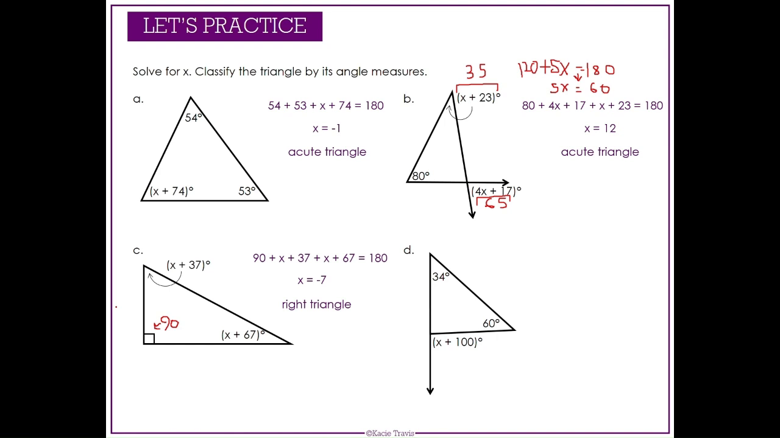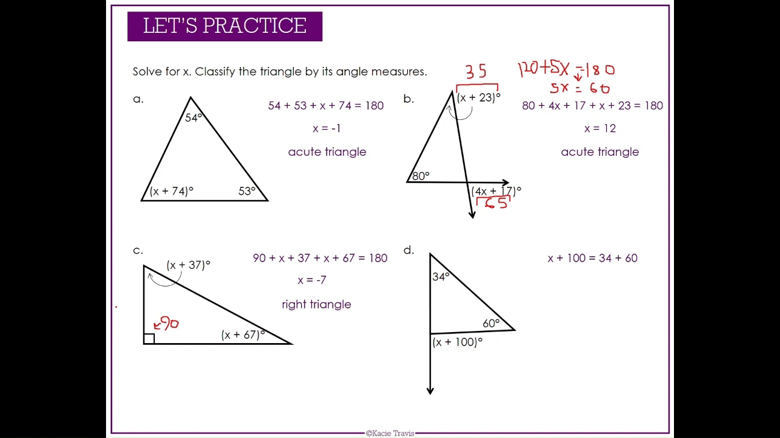All right. Now for our last one, we have two angles inside the triangle, one outside. So since we have those two inside and they're not touching that outside one, that's the exterior angle theorem we're going to use. So we got x plus 100 equals 34 plus 60. So I got to take 34 plus 60. That gets me 94.